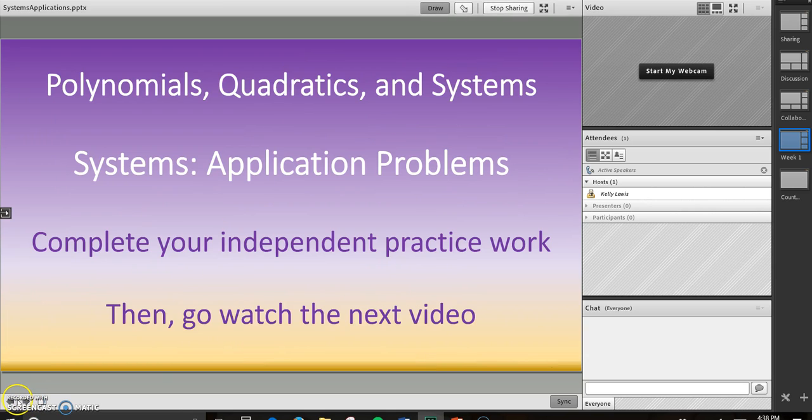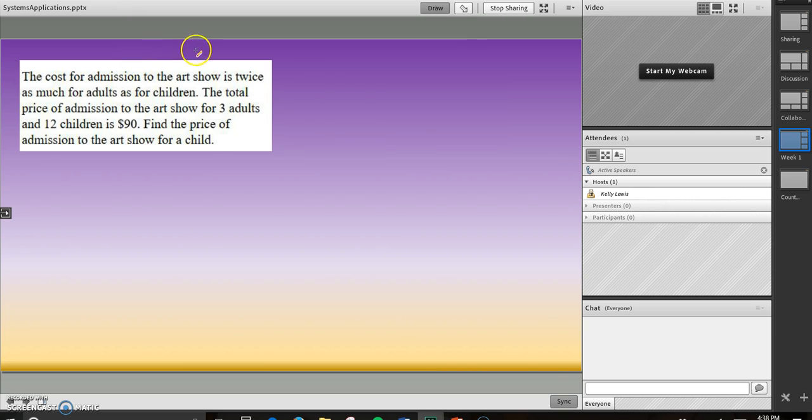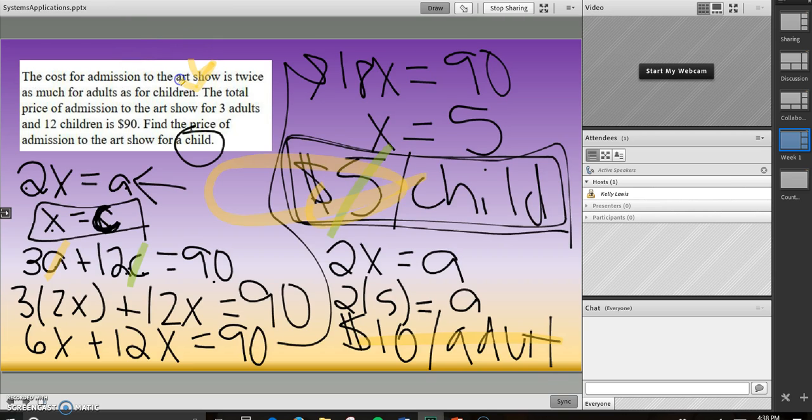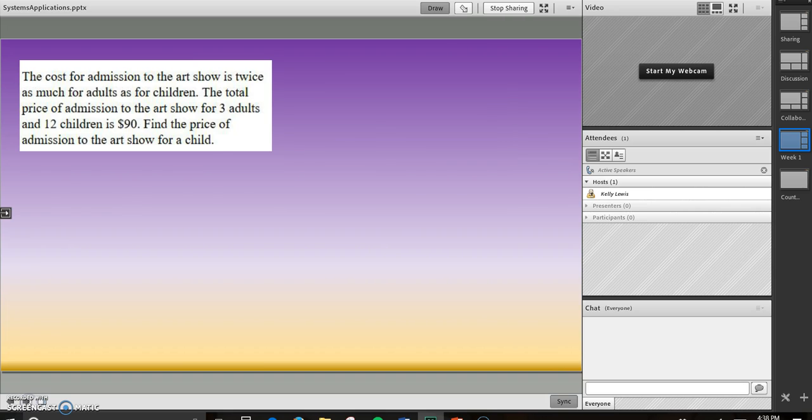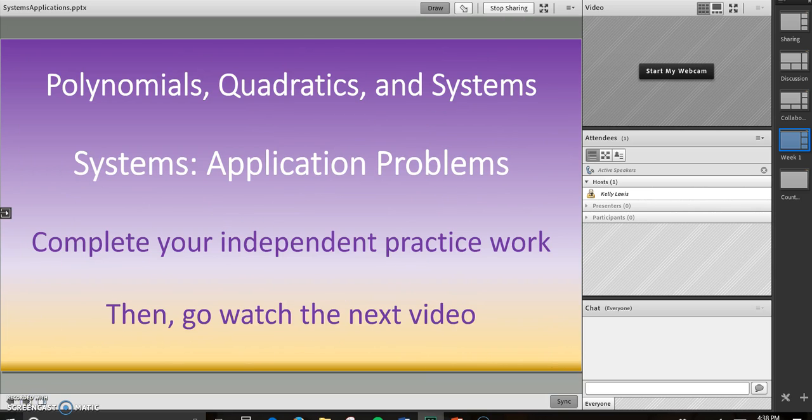All right, so those are the only kind of application problems. This one right here is as hard as it's going to get for the application problems. With that twice as much, and then the math side of it where you've got funny numbers is kind of tricky. But you can solve them by elimination or substitution. Good luck on your homework.